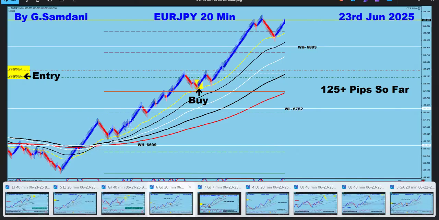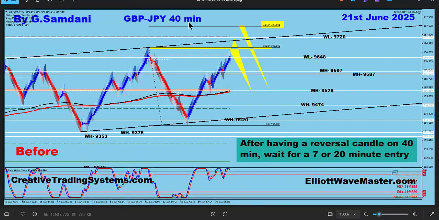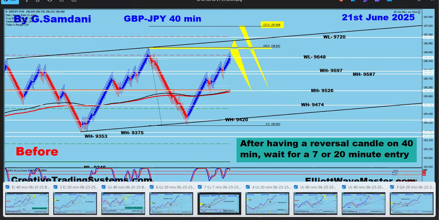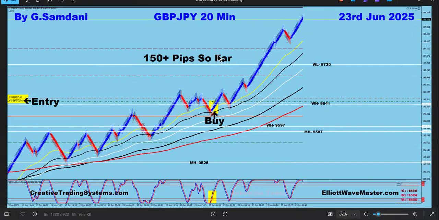Another chart that I made over the weekend was this Pound Yen 40-minute chart, and I said it's going to go up here, 97.20, or even higher to this area, and then drop. So I was looking for long continuation, 20-minute and then 7 minute. Then I got the first entry from the 20-minute chart right there. This is the entry on the 23rd, by the book entry, for 150 pip.